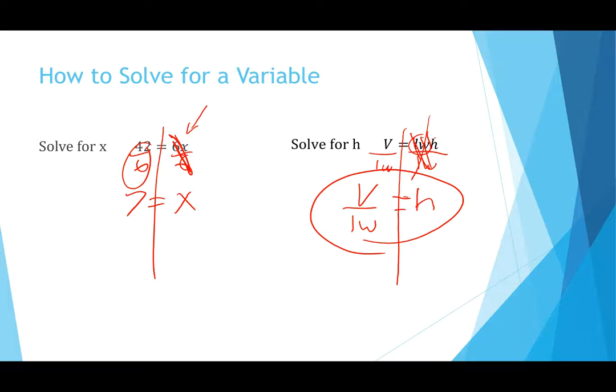So the algebra is the exact same. You see something that's being multiplied to your variable, so you divide by that to cancel it out. Now, the only difference is on this problem, you actually had to simplify it. You actually had to know what 42 divided by 6 was. Here, you don't actually have to simplify anything. You can just leave it as a fraction because there are no numbers. There's no way you can simplify it.